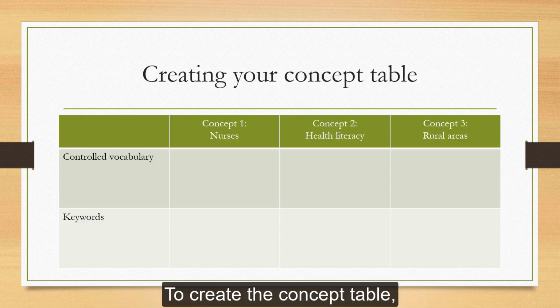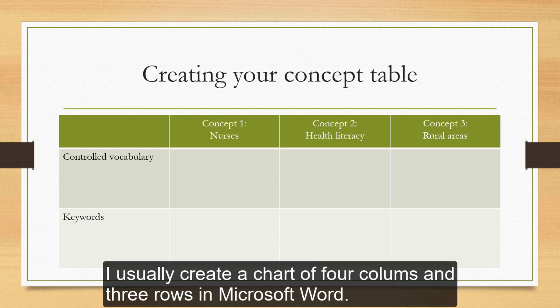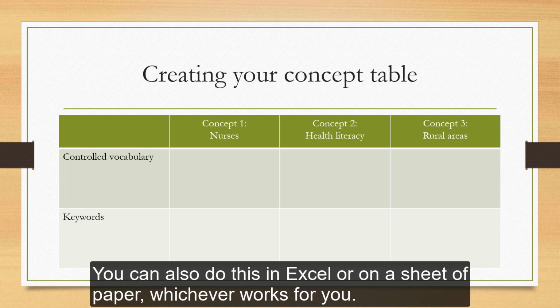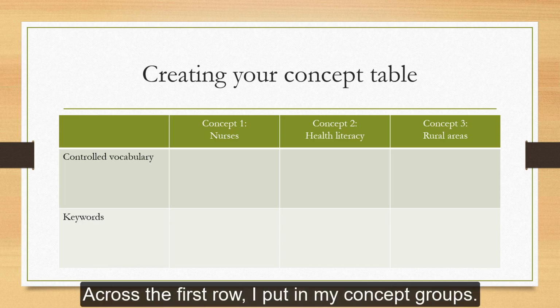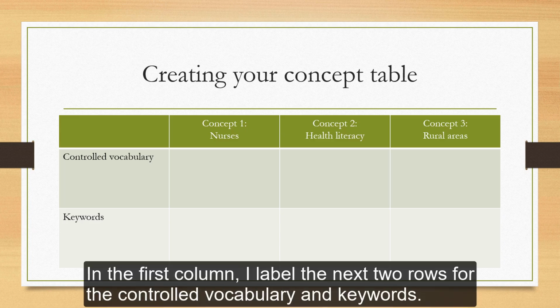To create the concept table, I usually create a chart of 4 columns and 3 rows in Microsoft Word. You can also do this in Excel or on a sheet of paper, whichever works for you. Across the first row, I put in my concept groups. In the first column, I label the next 2 rows for the controlled vocabulary and keywords.